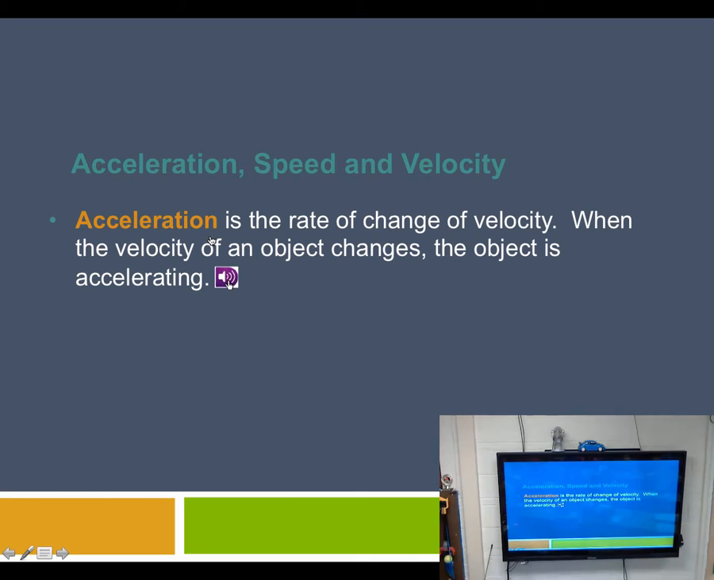Oh, nonsense. Rate of change of velocity can be calculated by dividing the change in the velocity by the time it takes the change to occur.